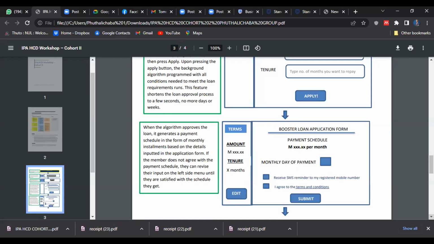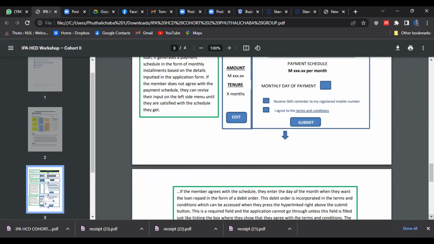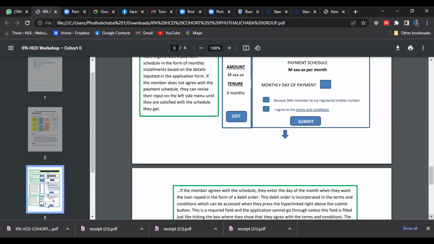Then sometimes you may find that maybe the installment is too high for you to afford. You might want to increase the period so as to lower the installment. But if you are satisfied, then you submit. Or if you are not satisfied, you can edit, maybe reduce or increase the number of months you want to repay.